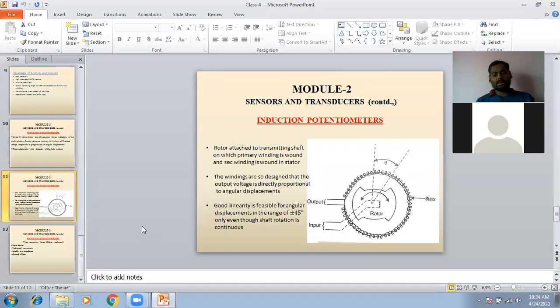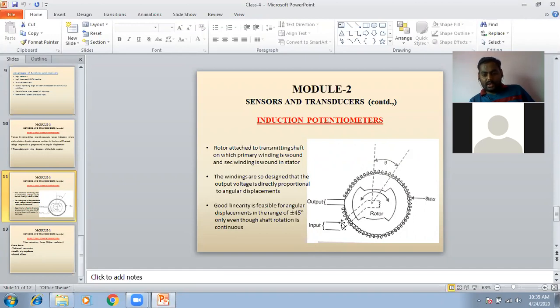So this is the circuit diagram of the induction potentiometer. Here you see the outer part is the stator, and the middle is the rotor. I am giving the input to the rotor and extracting the output from the stator. The windings are designed so that the output voltage is directly proportional to the angular displacement. The rotor is used as the primary winding, and I am winding the primary winding on the rotor itself.